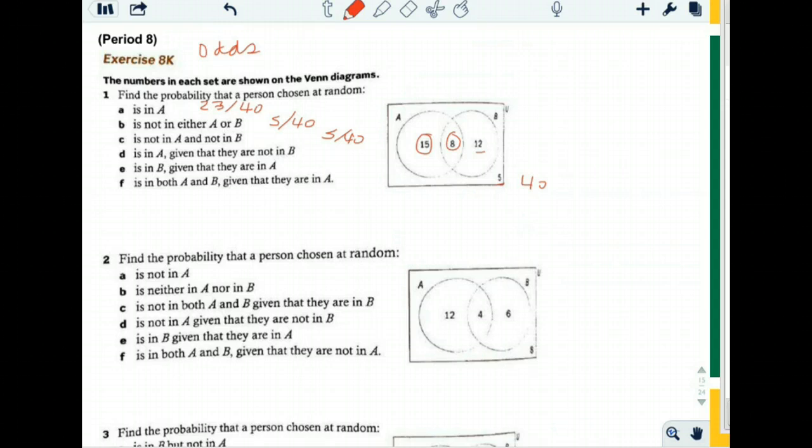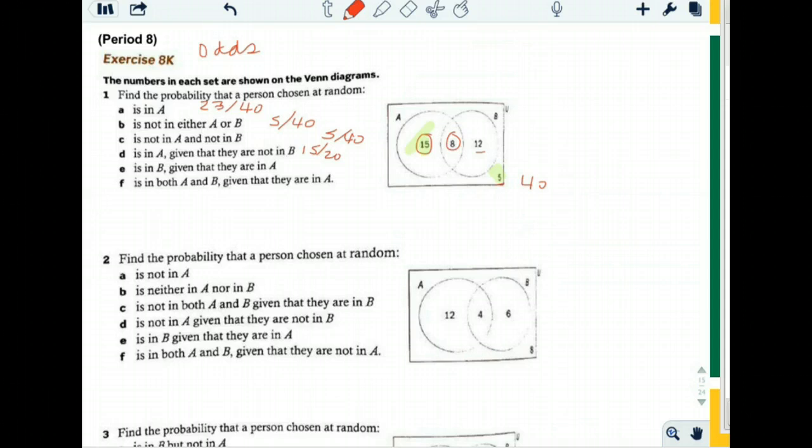Now, is in A given that they are not in B. Okay, so let's say they are not in B. So that would be this and this, 15 and 5. Now, what's the probability of those green people being in A? 15 out of a total of 20.